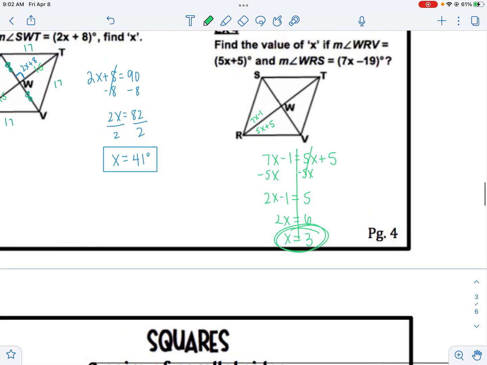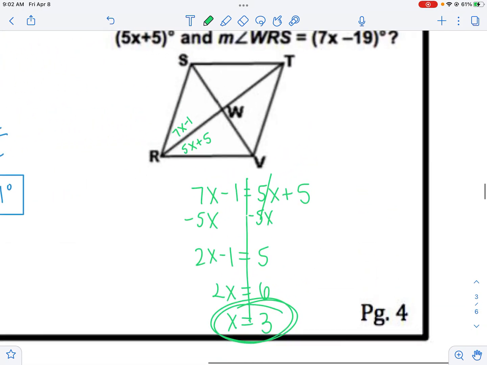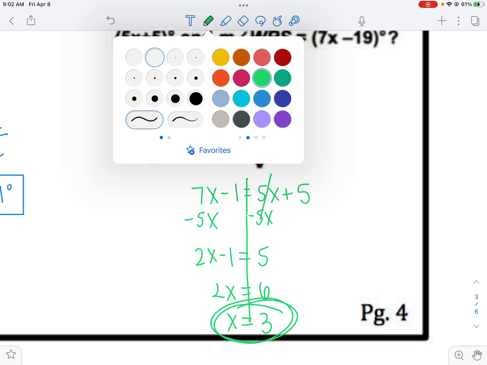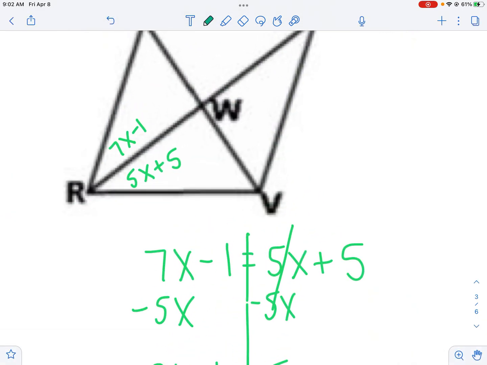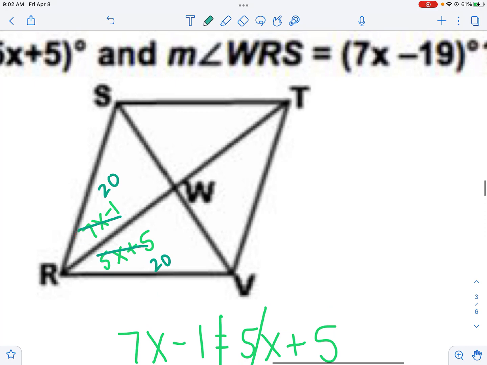Now, let's say they wanted the actual angle. If I plug 3 back in, I should get the same thing on both sides. So 7 times 3 is 21. 21 minus 1 is 20. 5 times 3 is 15. 15 plus 5 is 20. So this is 20, that's 20. If I go to the other side, then that would be 20 and that would be 20.